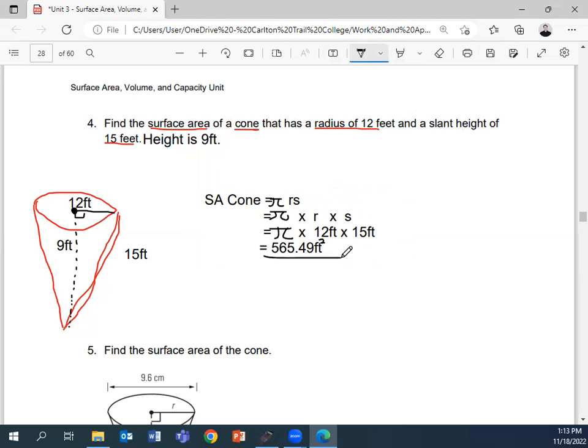So in this case, I didn't actually need the height. I just wanted to show you that if we don't have the height, there's ways to find it.